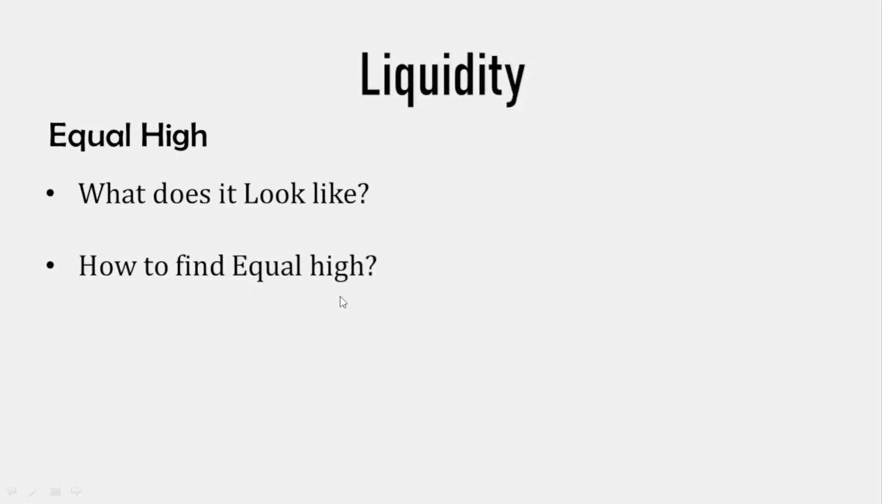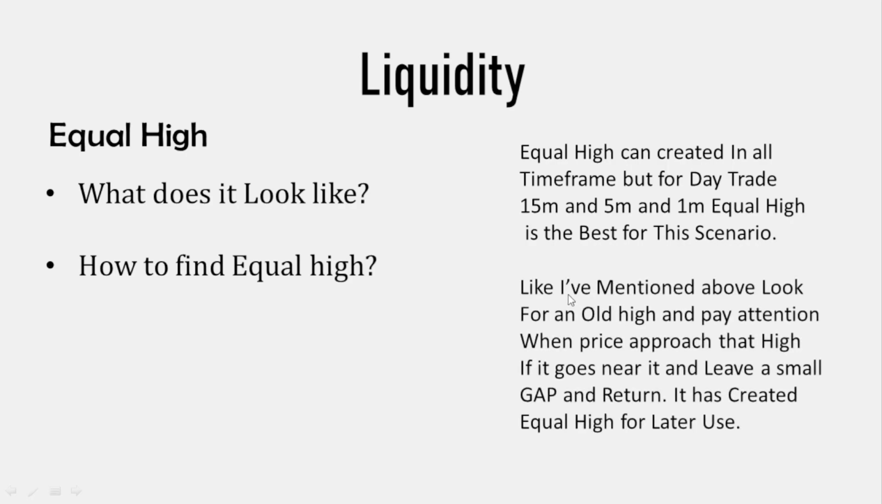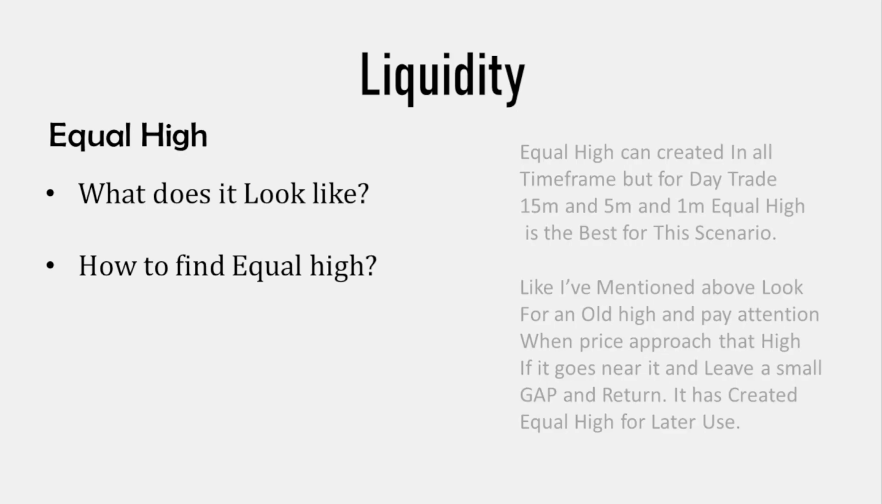So how to find an equal high? Equal highs can be created in all time frames, but for day trading, if you trade within a day period, 15-minute, 5-minute, and 1-minute equal highs are the best for that use. Like I mentioned above, look for an old high and pay attention when price approaches that high. If it goes near it, leaves a small gap and returns, it has created an equal high for later use. Okay, that's how you know it's an equal high.